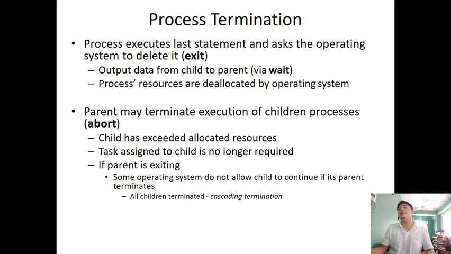Now it may happen that some operating systems do not allow the child process to continue if the parent is exiting. In that scenario, whenever a parent process is terminating, all its child processes will be automatically terminated. Such kind of termination is known as cascading termination. So I repeat, whenever a parent process is terminating, all the child processes will be terminated automatically. Such kind of termination is known as cascading termination. So this is all about process creation and process termination.